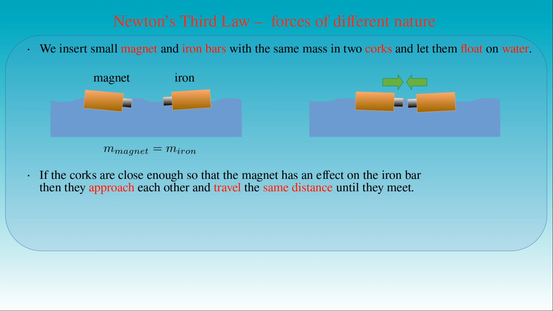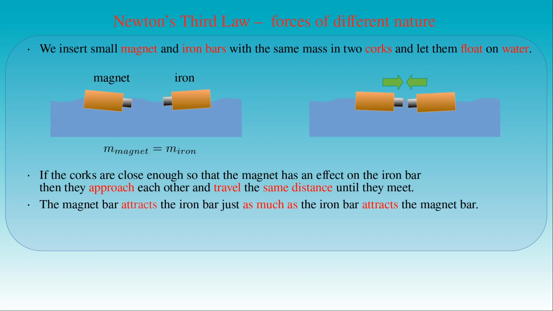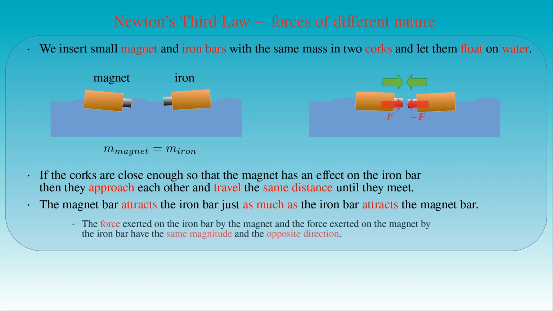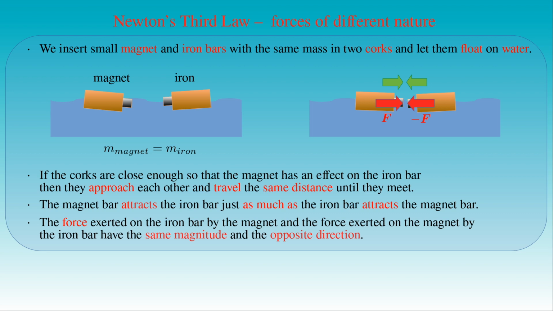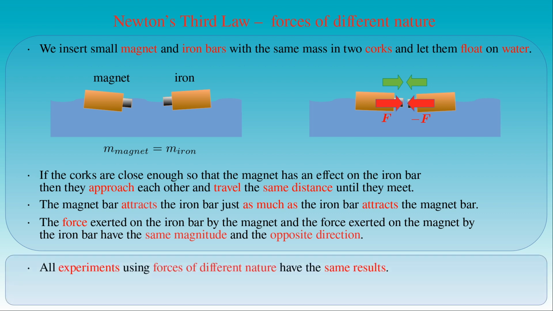This result shows that the magnet bar attracts the iron bar just as much as the iron bar attracts the magnet bar in the corks. In other words, the force exerted on the iron bar by the magnet and the force exerted on the magnet by the iron bar have the same magnitude and opposite direction. In general, we can say that all experiments using forces of different nature have the same results related to the mutual action of two or more bodies.